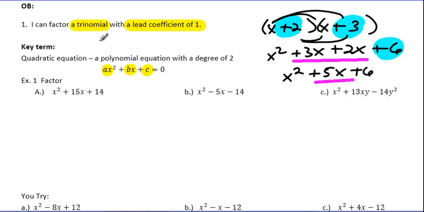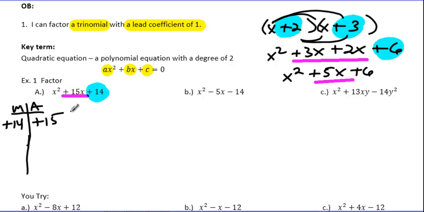So let's take a look at our first question. We're asked to factor x squared plus 5x plus 14. What we're going to do is we'll make a little chart we call an MA chart. I'm going to keep in mind that the last number is achieved through multiplication, and the middle term we get through addition. So I'm going to write, I need to multiply to get to positive 14 and add to get to positive 5. Alright, so what I'm going to do next is I'm going to list all the factors of 14.